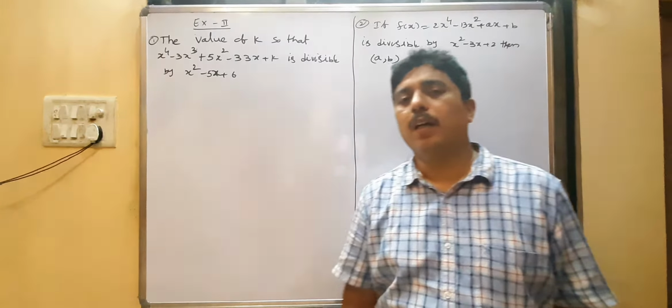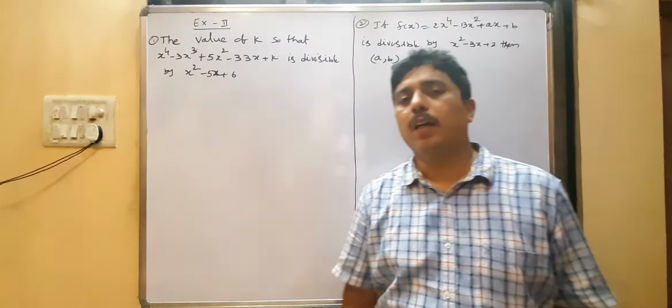You have to find the value of k so that the fourth degree polynomial x power 4 minus 3x cube plus 5x square minus 33x plus k is divisible by x square minus 5x plus 6. This can be converted into x square minus px minus q, where p is 5 and q equal to minus 6.